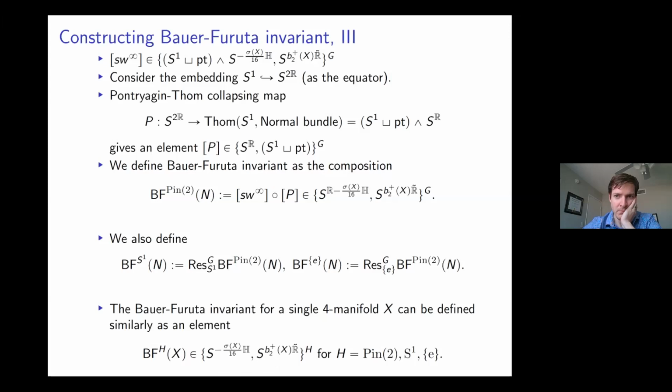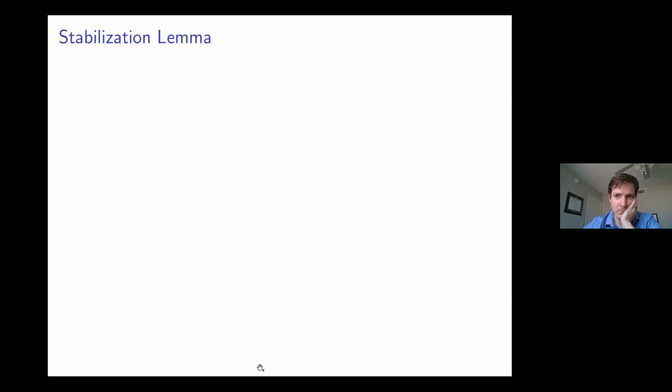Okay, so let's move on to the next part. For now, you just forget everything. You just know from the analysis that we have an element in a stable homotopy group of spheres. Let me give the stabilization lemma, which is essentially a generalization of Stephen Bauer's connected sum formula.